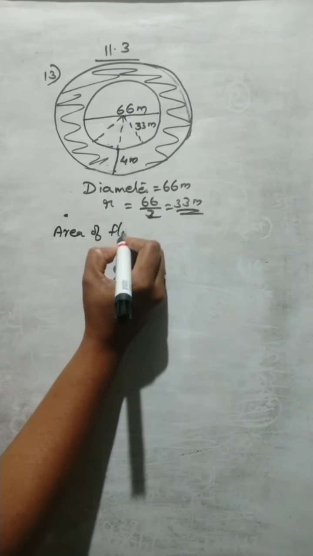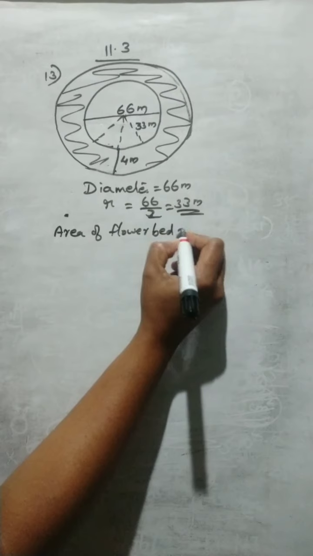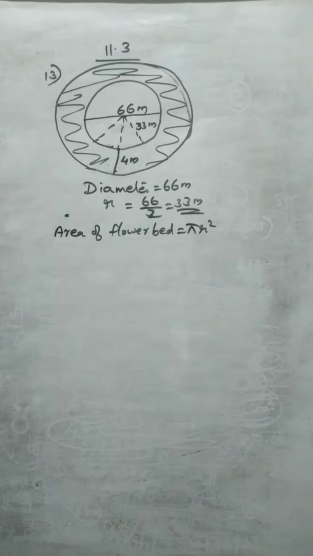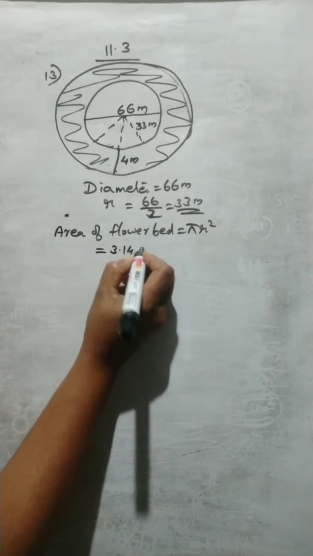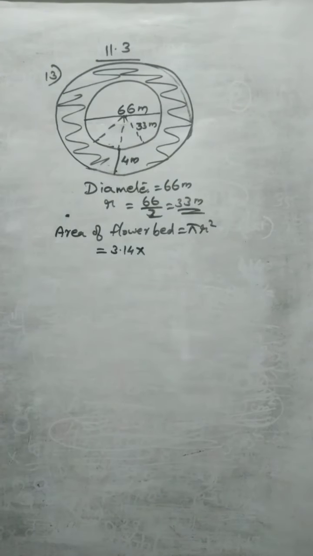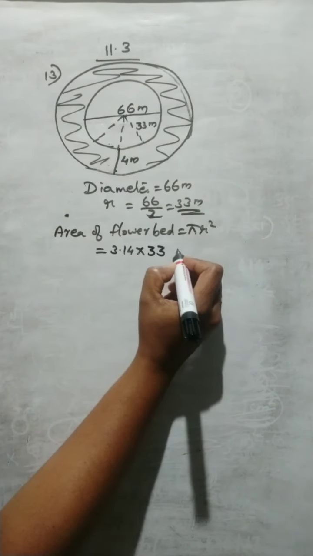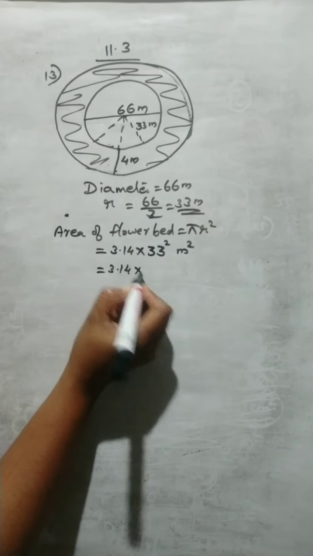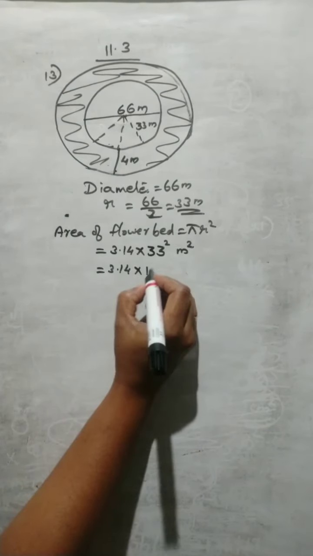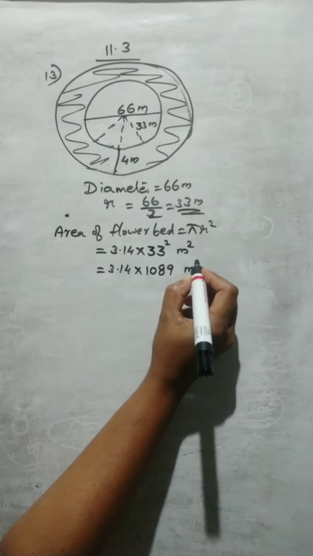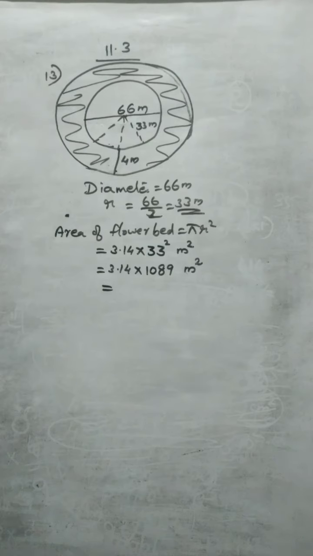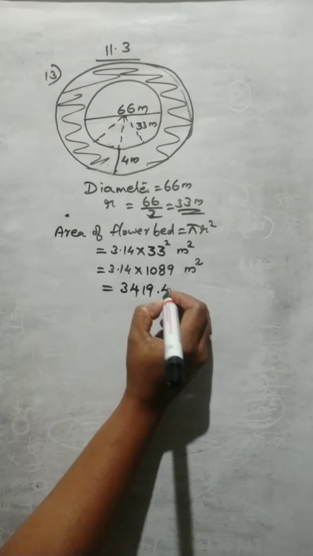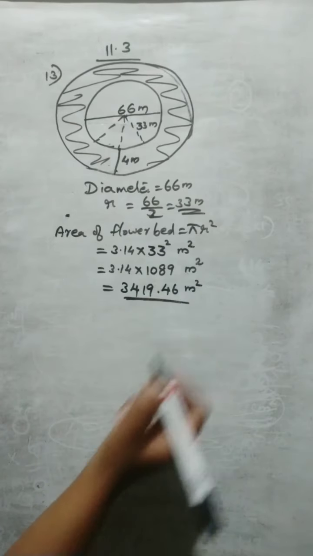Area of flower bed is equal to pi r square. Here, pi is equal to 3.14 r square. What is the radius of flower bed? That is 33. Then unit is square meter. 33 square. Then 3.14 times 33 times 33, which is 1089 meter square. Then we can multiply these two. That is 3419.46 meter square.